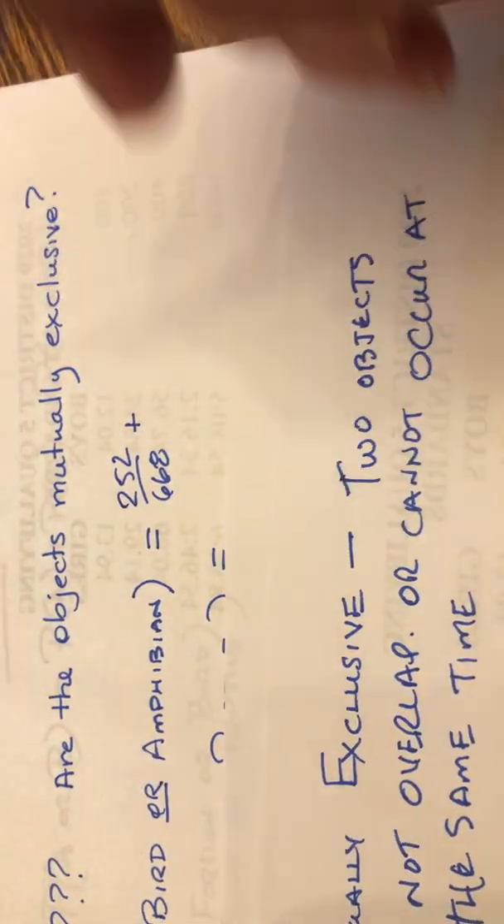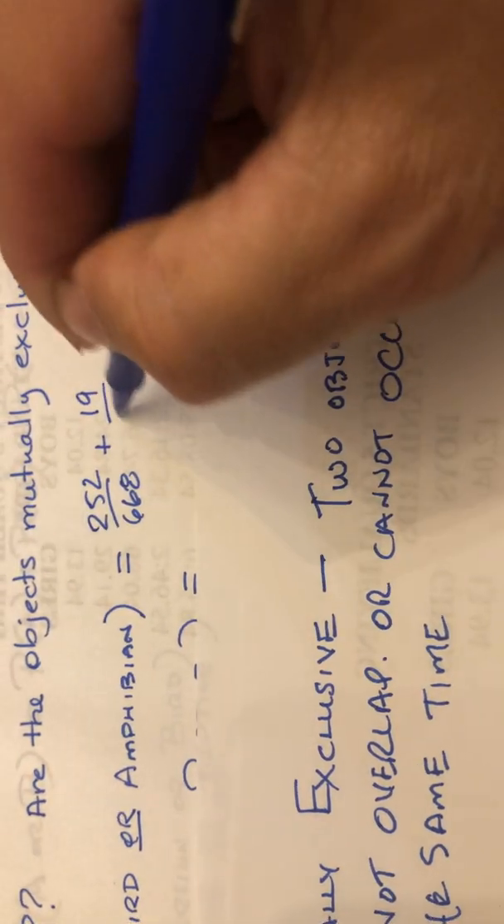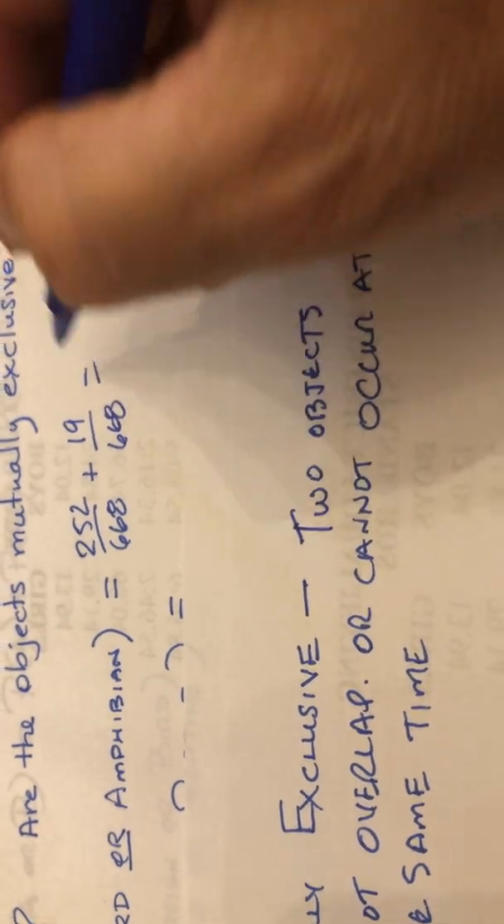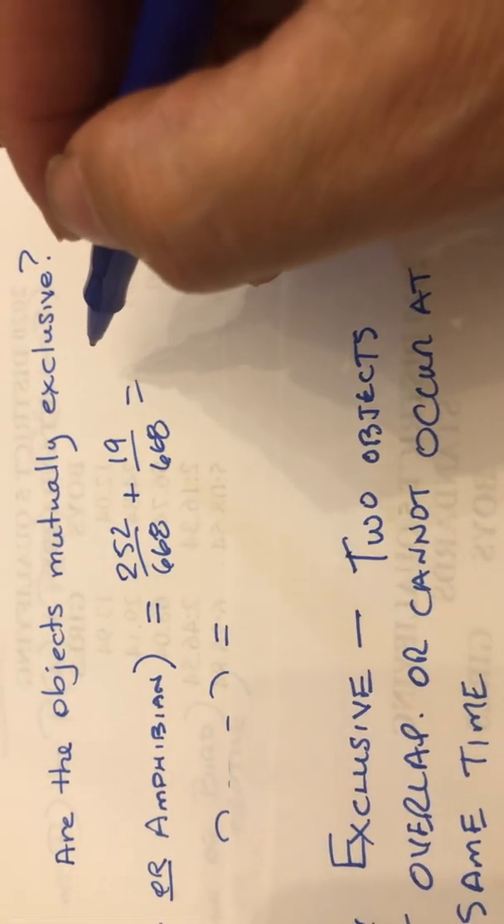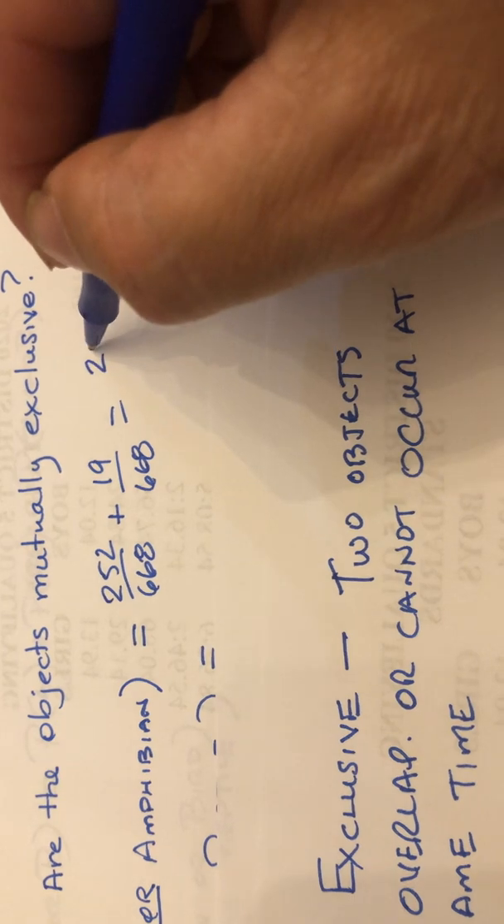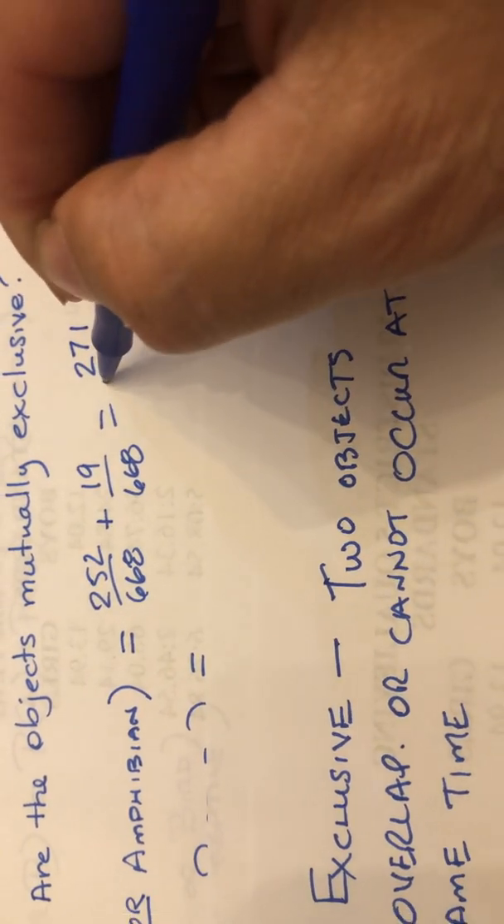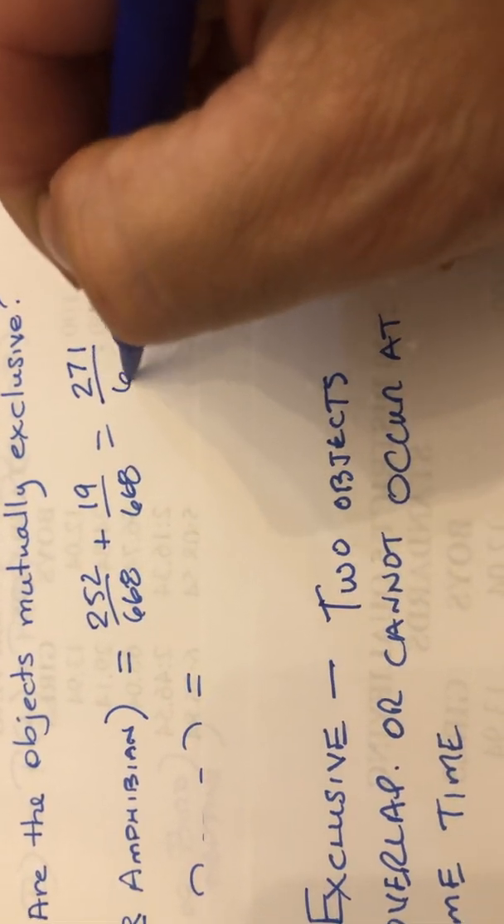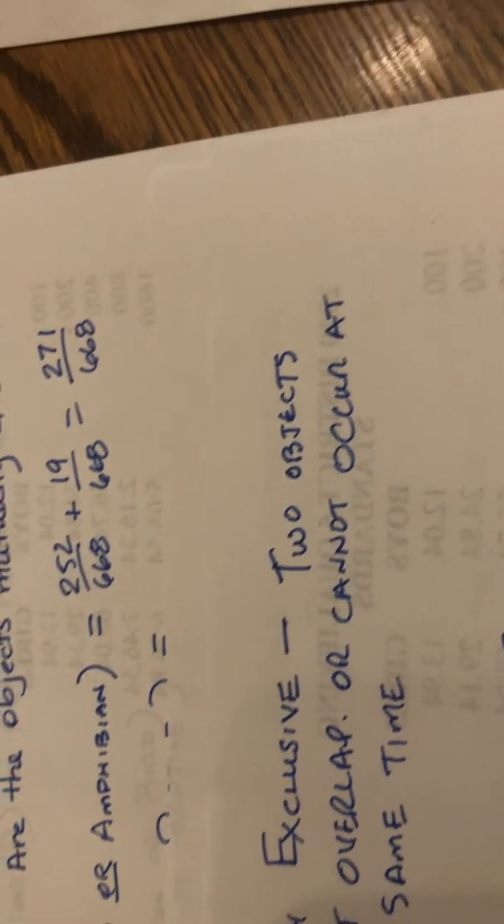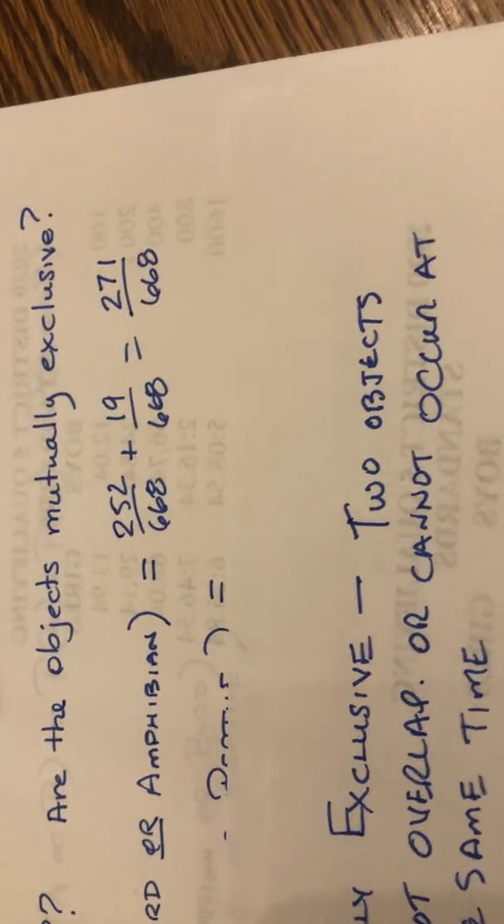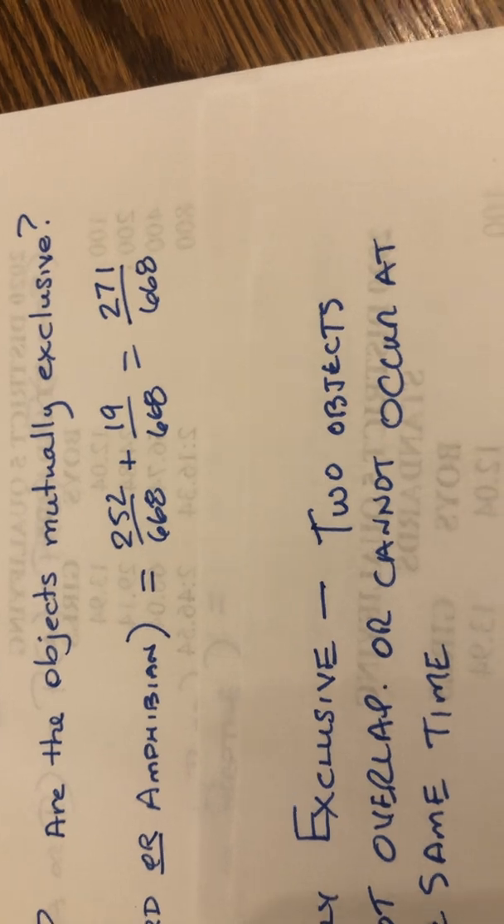Probability of it being an amphibian, 19 out of 668. So the grand probability here is, oh boy, a little quick math, 271 out of 668. They were mutually exclusive. All I had to do was add together the total number for each.